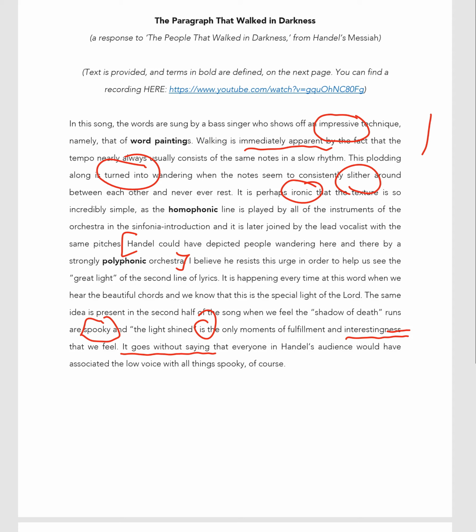In this case, I suppose they mean that this aria is written for a bass singer, and that's true, that has certain cultural associations, sometimes with anger in opera, with older characters, it sort of has some associations with seriousness, but I wouldn't say that it goes without saying that everyone in the audience would have associated this with all things spooky. This is an observation that seems obvious to its author, but really needs to be interrogated more.